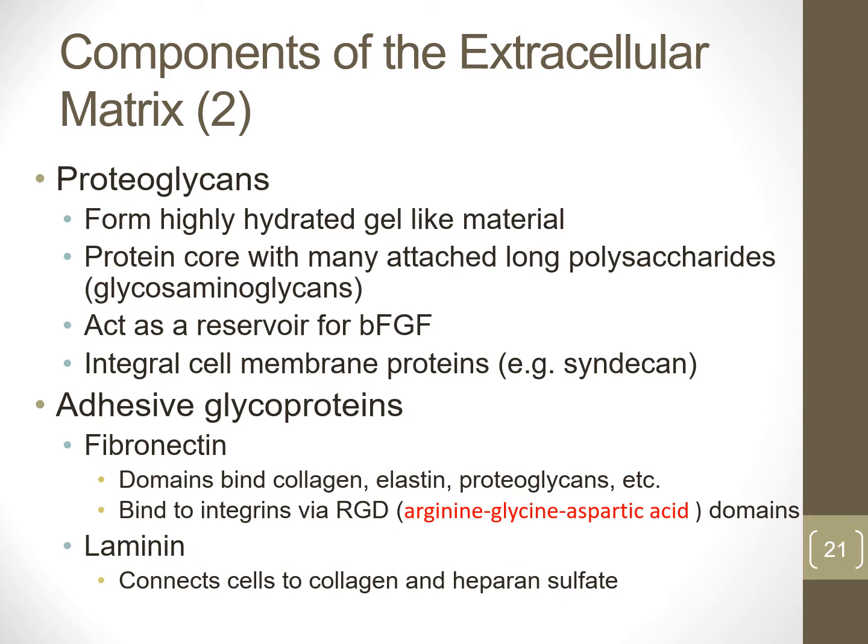We have adhesive glycoproteins like fibronectin and laminin. Fibronectin has domains that bind to collagen, elastin, and the proteoglycans. So it's like a glue that holds the different parts of the extracellular matrix together. Also, they bind to integrins via RGD, which is arginine, glycine, aspartic acid domains.